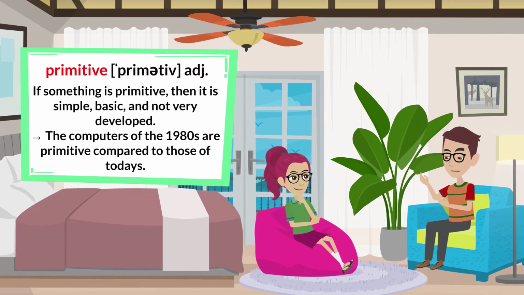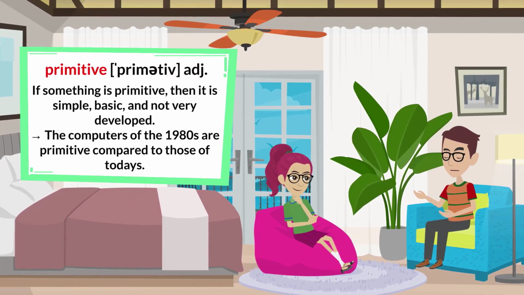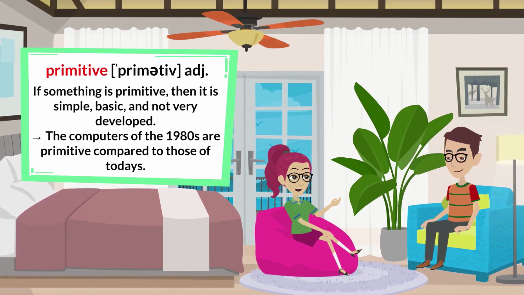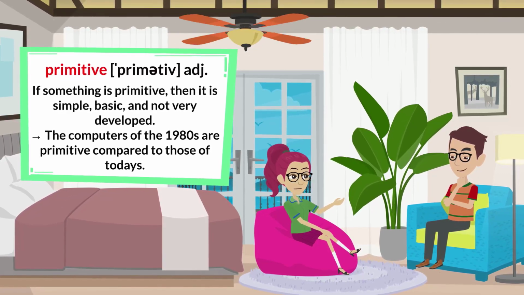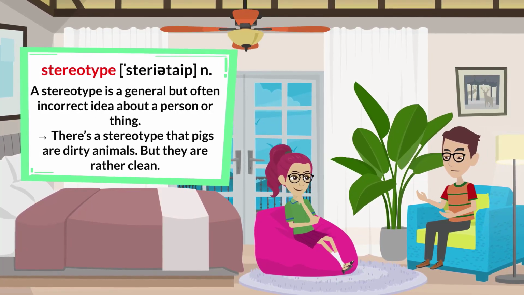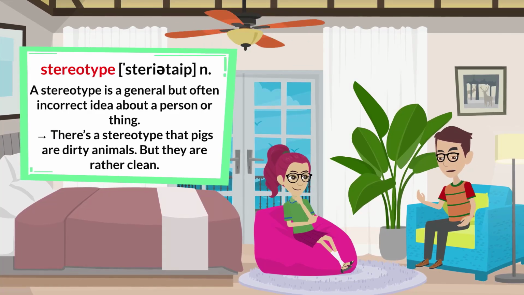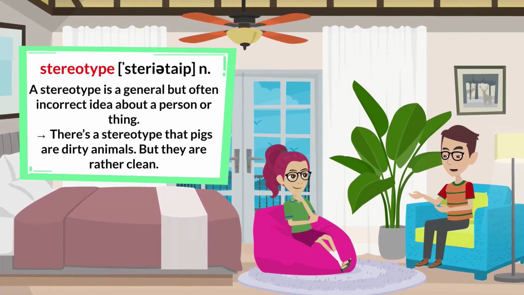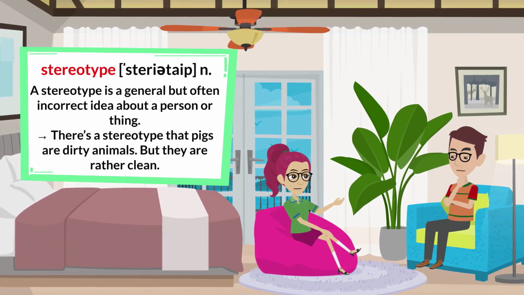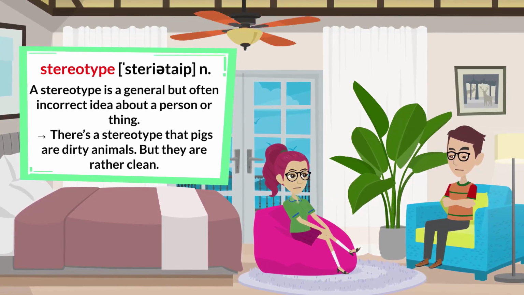Primitive. If something is primitive, then it is simple, basic, and not very developed. The computers of the 1980s are primitive compared to those of today's. Stereotype. A stereotype is a general but often incorrect idea about a person or thing. There's a stereotype that pigs are dirty animals, but they are rather clean.